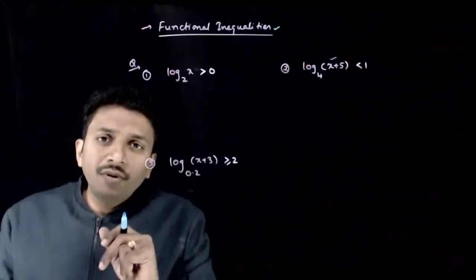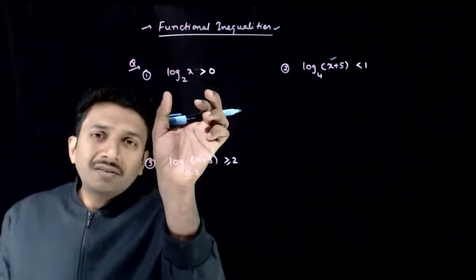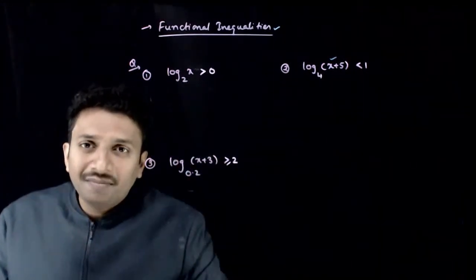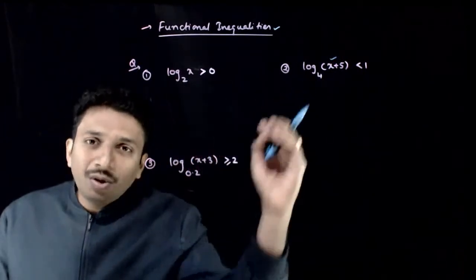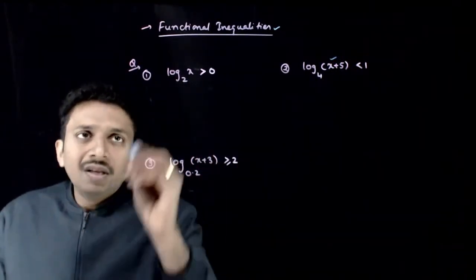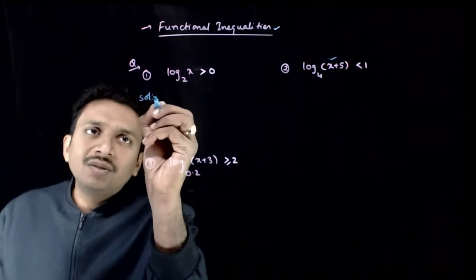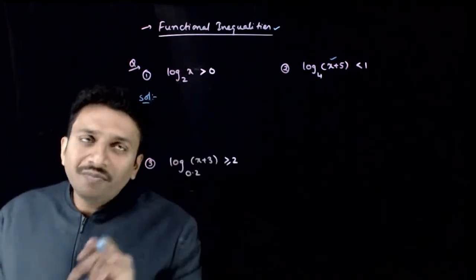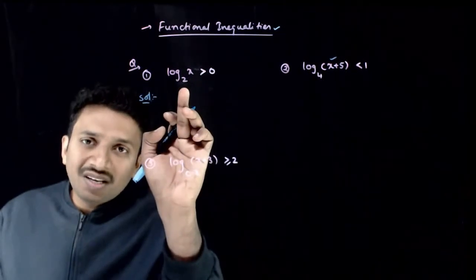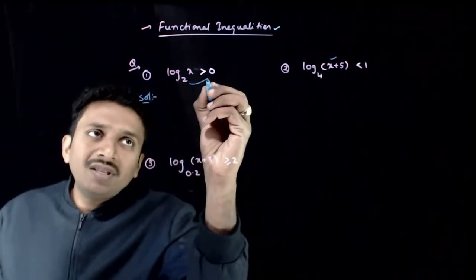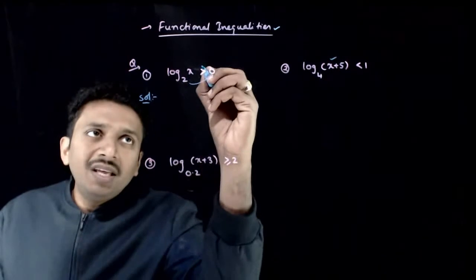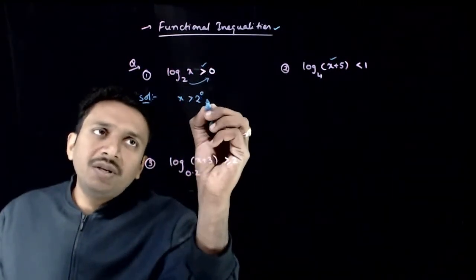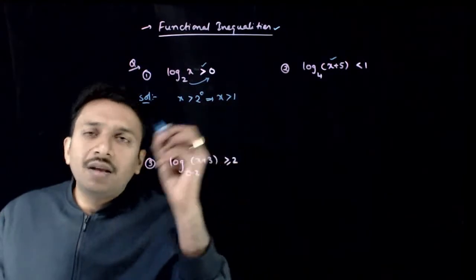Before going to the fourth question, let us try to get these solutions using the shortcut method. Each time you don't need to do the complete solution. So log x to the base 2 is greater than 0. Log to the base 2 is an increasing function. So when you convert this into exponential form, the inequation does not change. So x is greater than 2 power 0. That means x is greater than 1 is the answer.